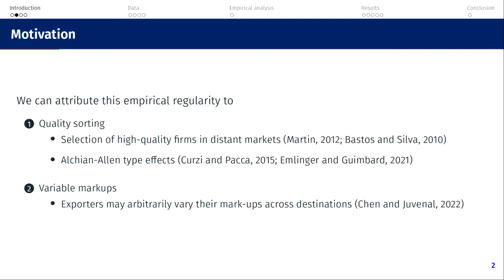But it could also just be variable markup. If we have trade models where firms can endogenously select quality, then they can also probably arbitrarily just change their markups across destinations. So you charge one price in Peru and you charge another price for the same commodity in Japan.